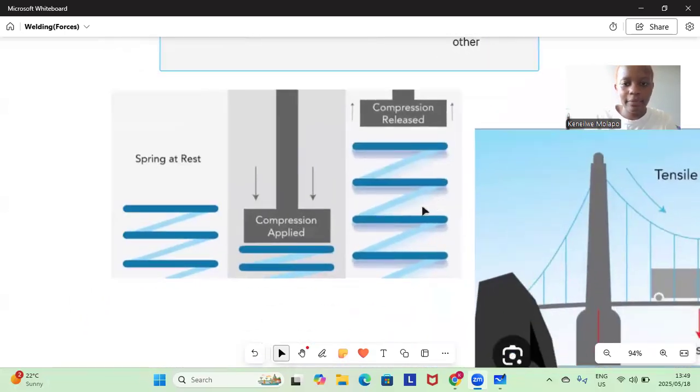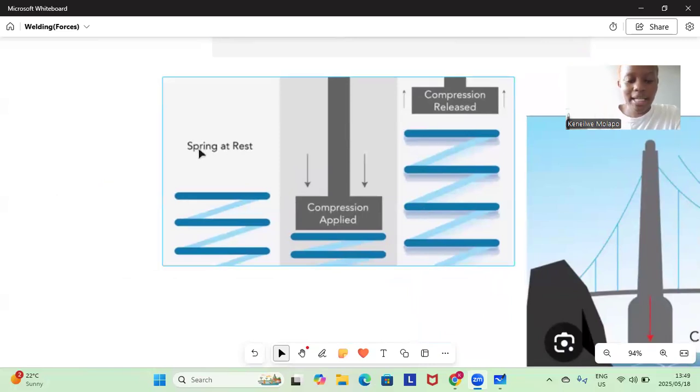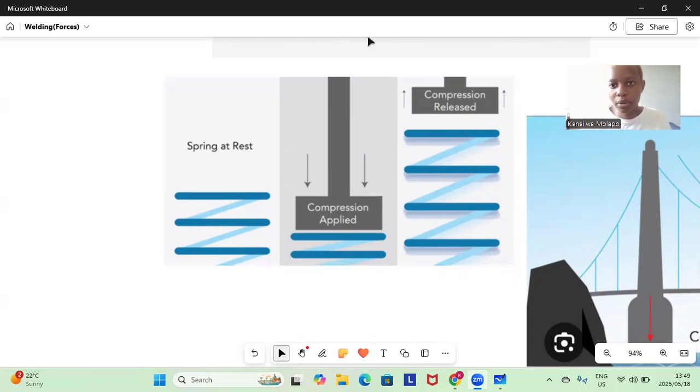Here are some examples that I have for you. Here is a spring that is at rest. When you push that spring, compression is applied, the same as when you sit on the chair. When you stand up from the chair, compression is released. So compressive force is at work when you push that spring, but when you release it, compressive force is not at work. That's what you have to know.